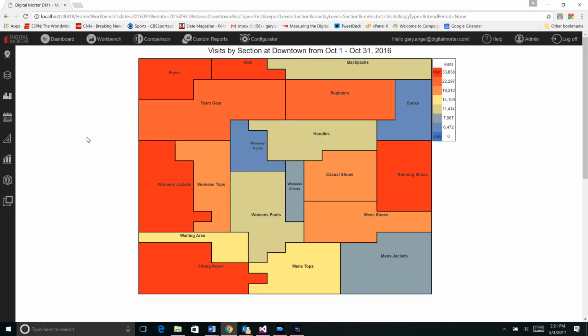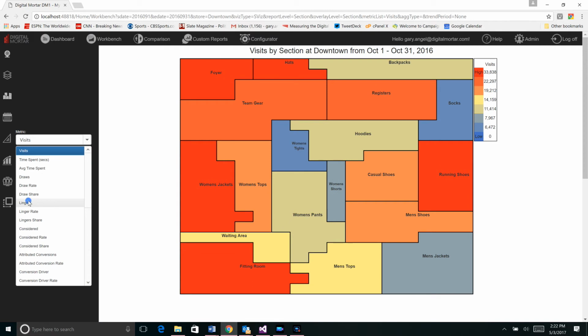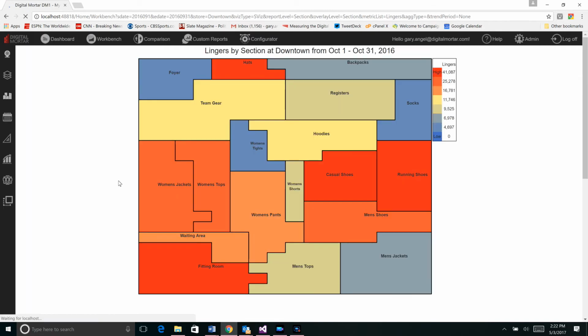To understand where staff need to be, we'd probably start with where our customers are. And this view tells me, in terms of raw traffic, what parts of the store were most visited. But just because customers pass through an area doesn't mean we need associates there. Let's take a look at where customers lingered, engaging with areas of the store.